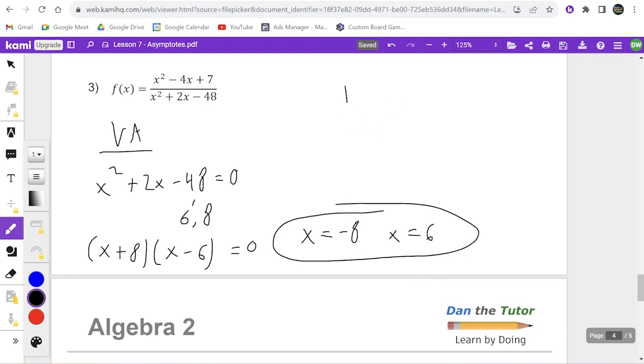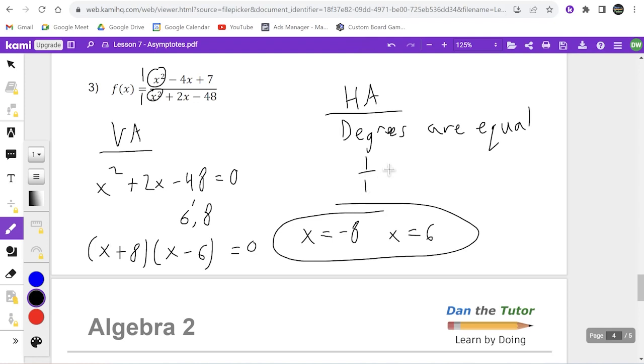Now for the horizontal asymptote, again, I see the degrees are equal, x squared and x squared. And maybe you don't know what to put here because there's no numbers in front. Remember, if there's no numbers in front, there's like an invisible 1 in front of both of those. So the answer is 1 over 1, which is just 1. And as my final answer, I would write y equals 1 because that's the horizontal asymptote. Any questions on number 3?